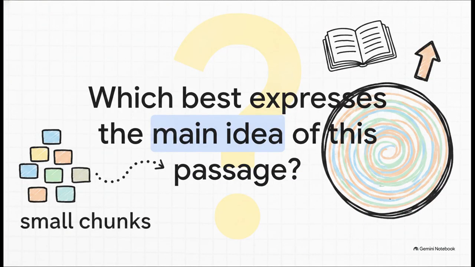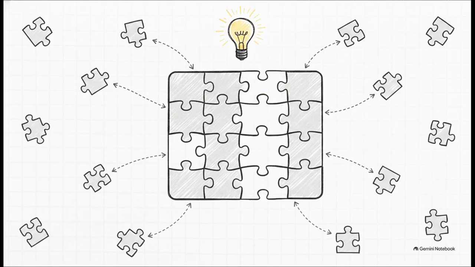Now for the ultimate test. A passage like this will almost always ask, which of the following best expresses the main idea? This is where all those tiny chunks snap together to reveal the big picture. If you follow the chunks, the main idea is super obvious. The basic function of the immune system is to distinguish between self and non-self.